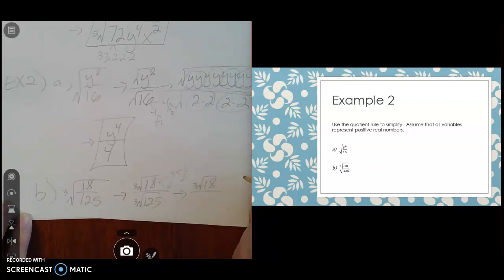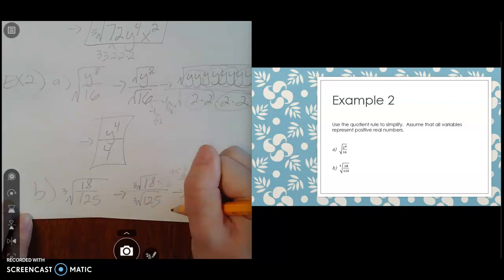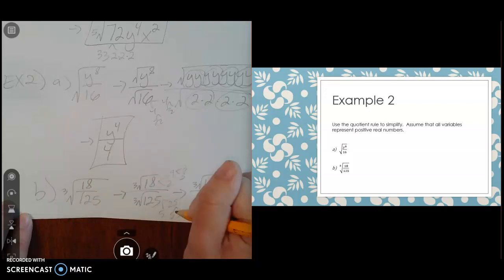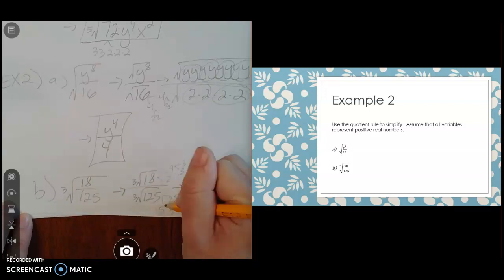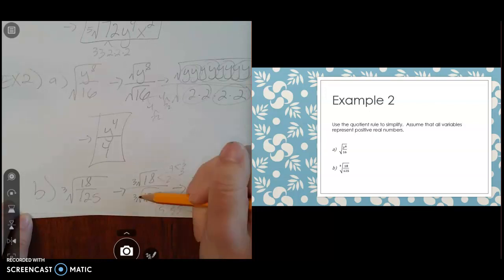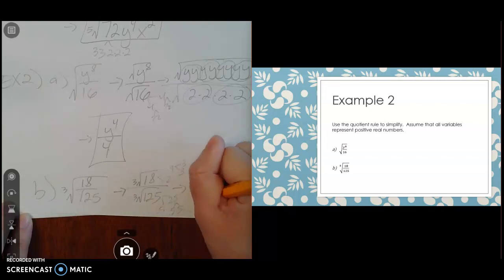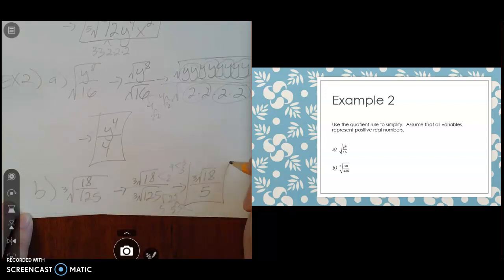I can't simplify that. With the cube root of 125, though, that's 5 times 25, and 25 is 5 times 5. So we've got a nice little group of 5s right here. We have 3 5s, so that is a group of 3, which is what I'm looking for. So the cube root of 125 is 5. That is my simplified form for part B.